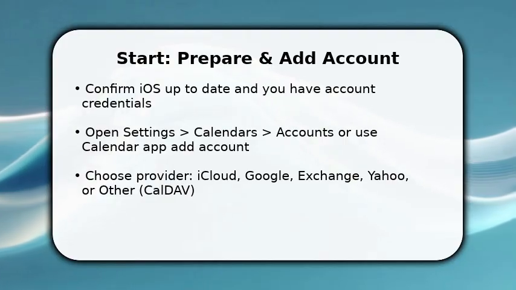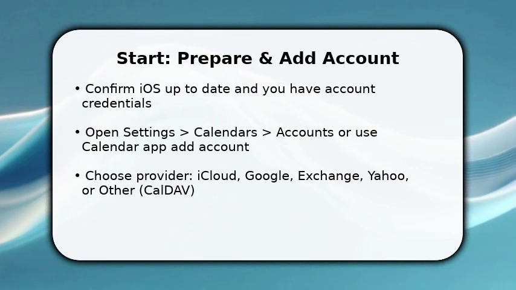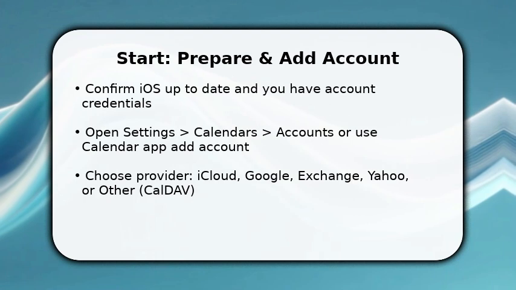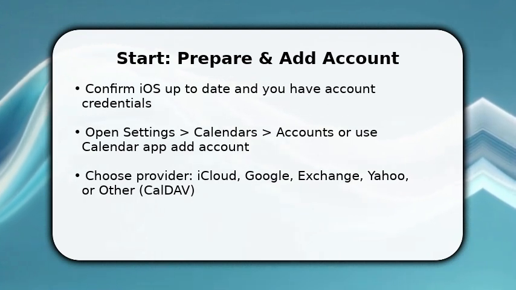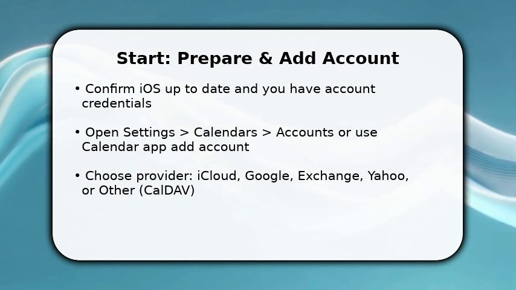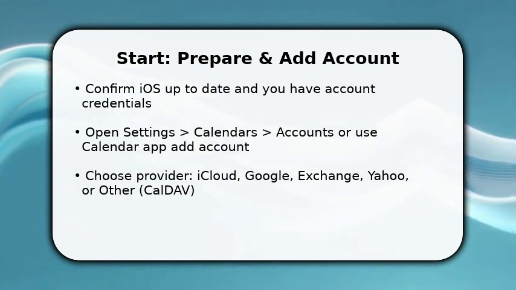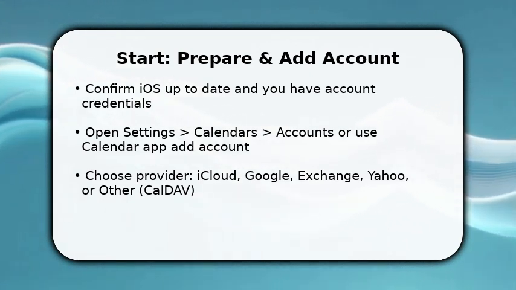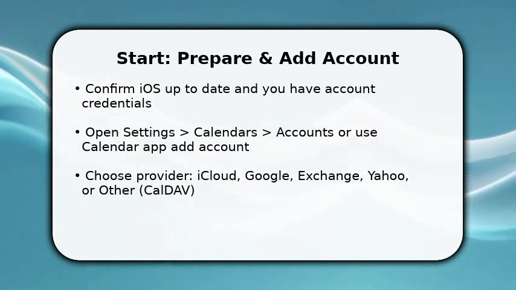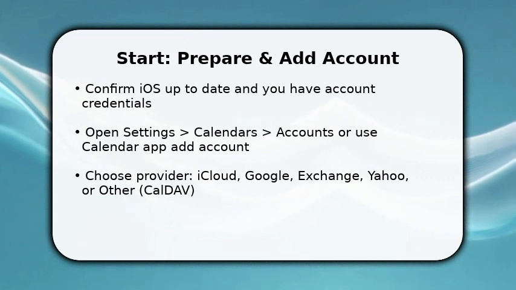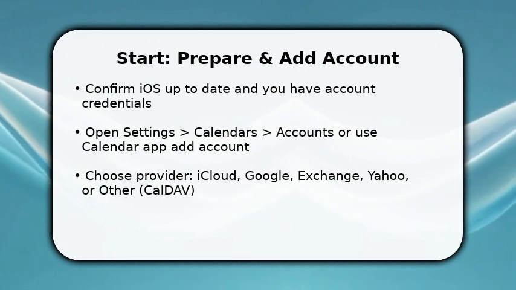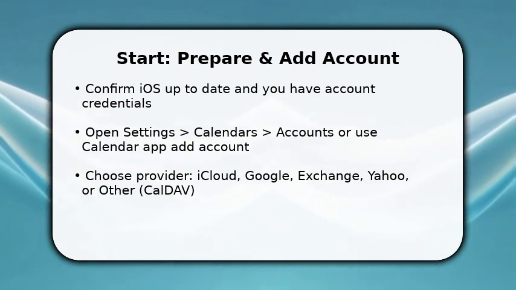You'll begin by ensuring iOS is current and you have the email and password for the calendar account. Open Settings and tap Calendars then Accounts, or open the Calendar app and tap Add Account to start. Select the correct provider, iCloud, Google, Exchange, Yahoo, or other, CalDAV, because each uses different sync options. Enter credentials and allow calendar access when prompted. This authorizes the iPhone to fetch events. Once done, confirm the new account appears under Accounts so you can control sync settings.